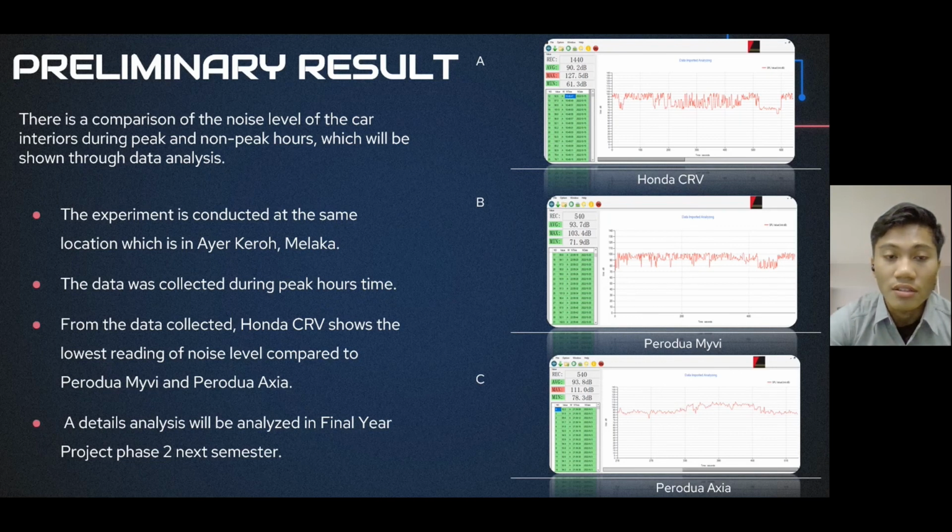From the data collected, the CR-V shows the lowest reading of noise level compared to the Perodua Axia and Perodua Myvi. Then it can be concluded that a detailed analysis will be done in final year project phase 2 in the next semester.